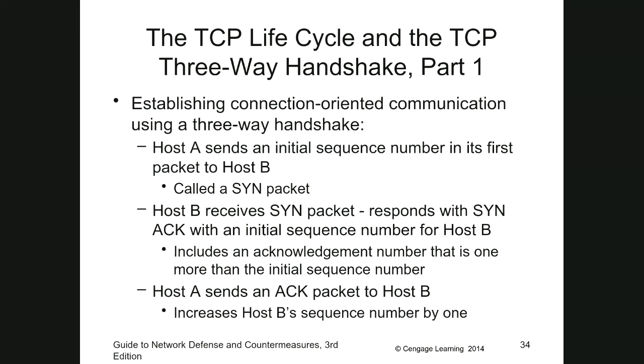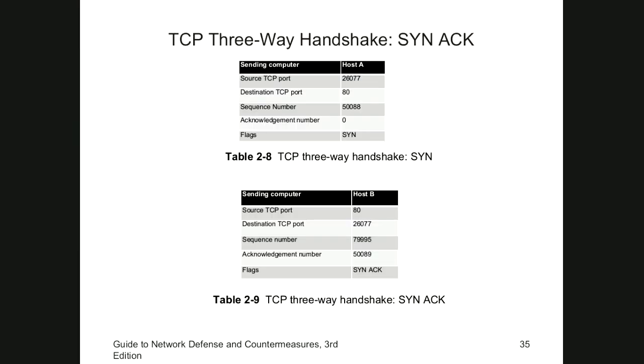So the TCP lifecycle and what's called the three-way handshake. You should go over that in your material. But you've got host A sends an initial sequence number in the first packet to host B. So this is called a SYN packet, or a sync packet, if that helps you understand it better. When host B receives the SYN packet, it responds with a SYN-ACK, where ACK is acknowledged, with an initial sequence number for host B. That includes an acknowledgement number that is one more than the initial sequence number. Then host A sends an ACK packet to host B, an acknowledged packet, and increases the host B sequence number by one. So it's a three-way handshake, as you see here.